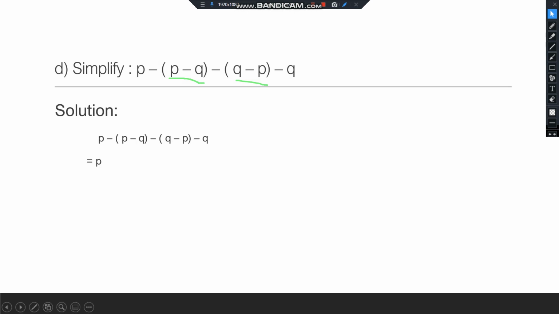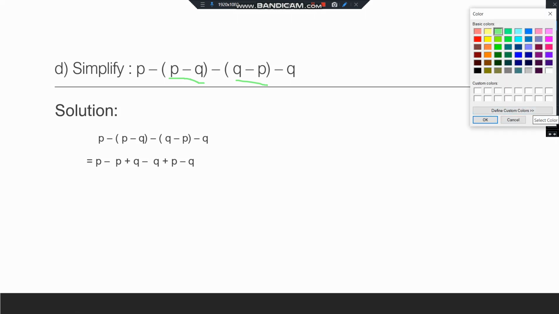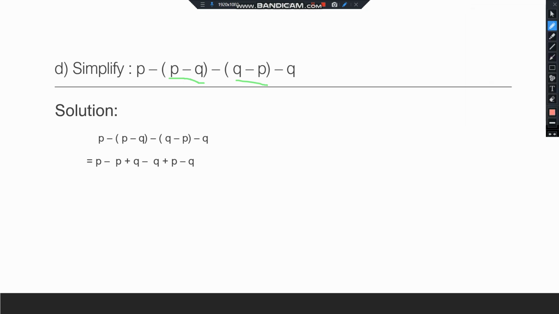So when we open, this minus will multiply inside, so minus p plus q, and here also minus q plus p, and then minus q. Minus into minus is plus, and this many of you do wrong. So understand this, that when you are opening with minus sign inside, that minus sign inside will get you plus. Okay, so minus into minus will become plus, and this is a very common error that is done by some of you. Minus into minus becomes plus, understand this.